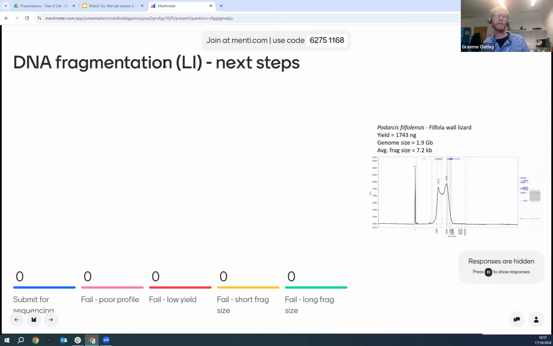Here we have another low input sample, the wall lizard. I think this might be connected to that wall lizard extraction that I showed you previously. I think it was the last one in the extractions. And the yield is sitting at 1,700 nanograms. Genome size is 1.9, and the average fragment size is 7.2. If anyone's interested, we have 2 main peaks, one sitting at 2.6 kb and the other one sitting at 9.5.